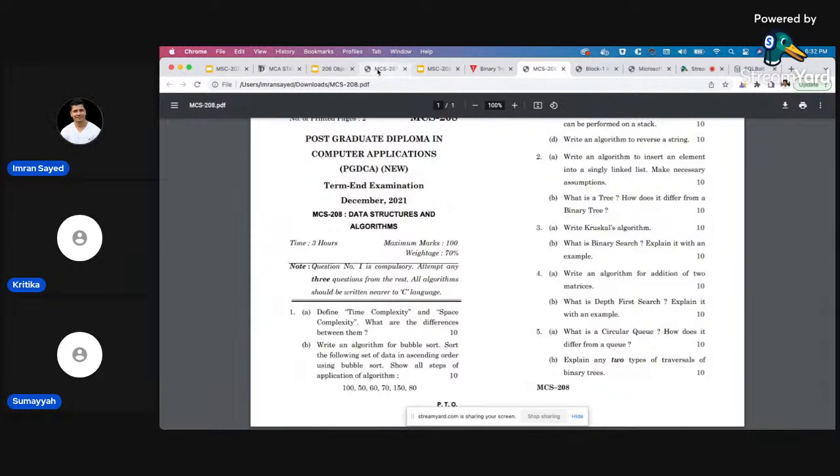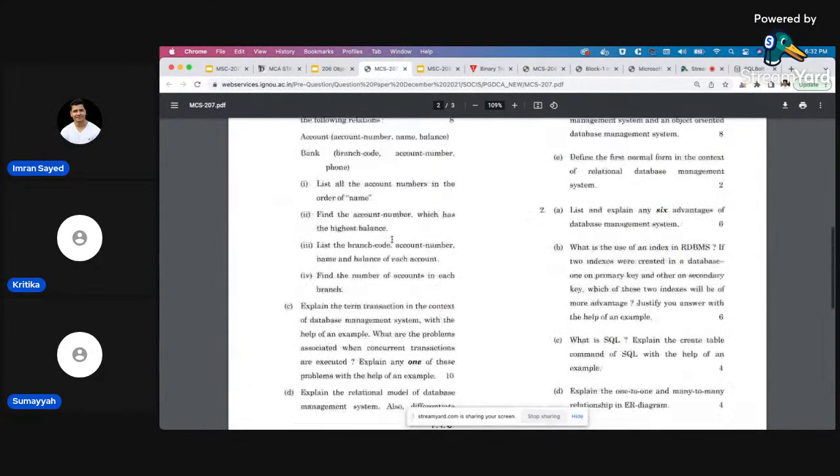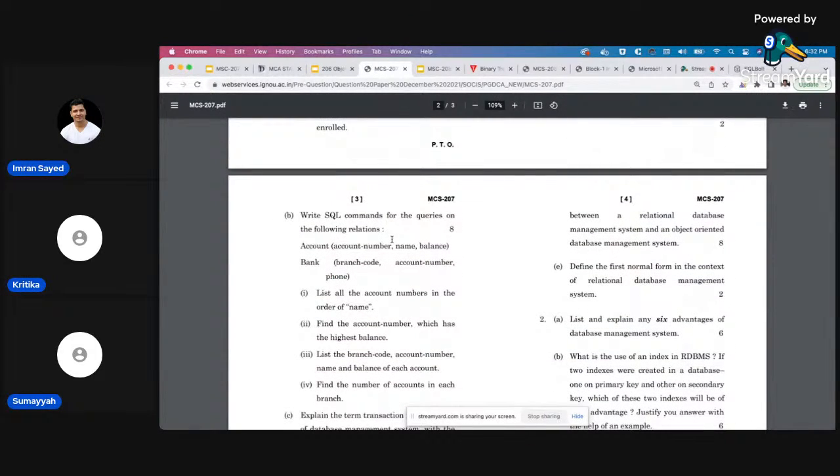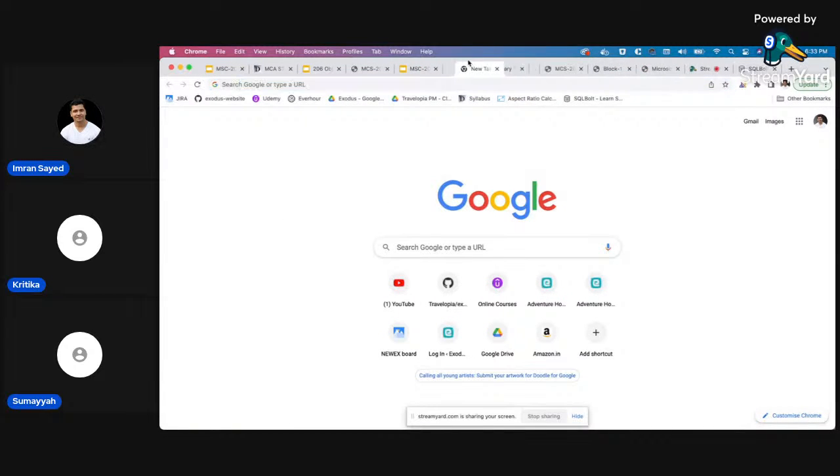So where is the question paper? This is, yeah. So this is your table. Let's create this table quickly. I'm just gonna do a couple of them.